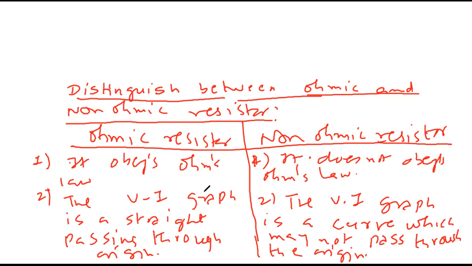Third point: the slope of the VI graph is the same at all points. For non-ohmic, the slope is different at different points.